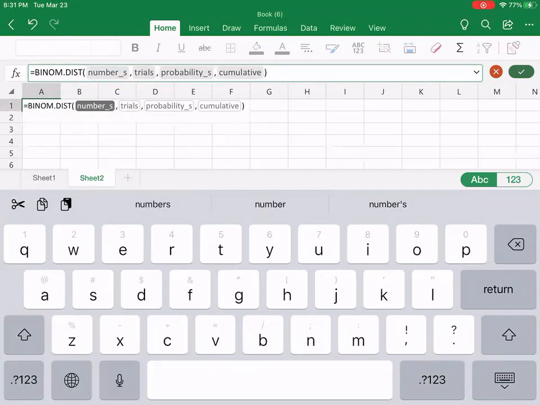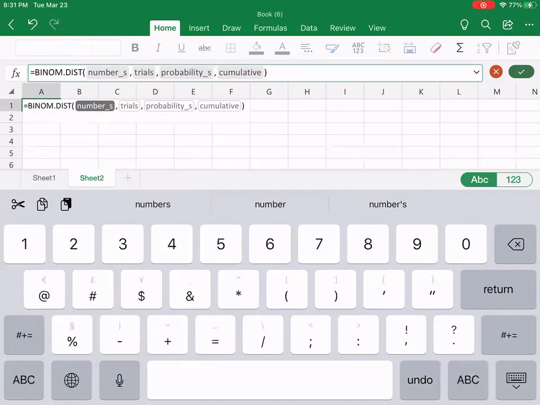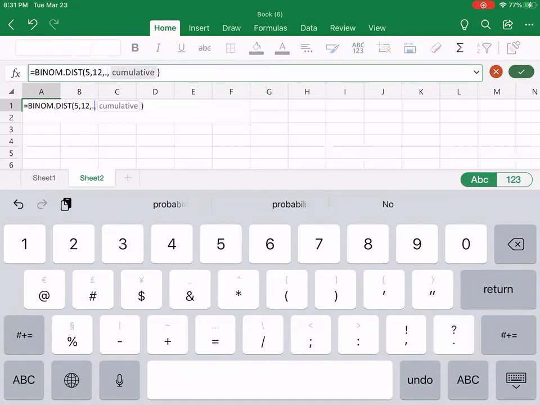Number S is your fixed number N. What was our fixed number? 12. Number S is the number of successes you want. How many successes did we want? 5. So first number is 5. Trials, that's your N. What's my fixed number? 12. Probability S is the probability of success. What's my probability of success? 0.2.